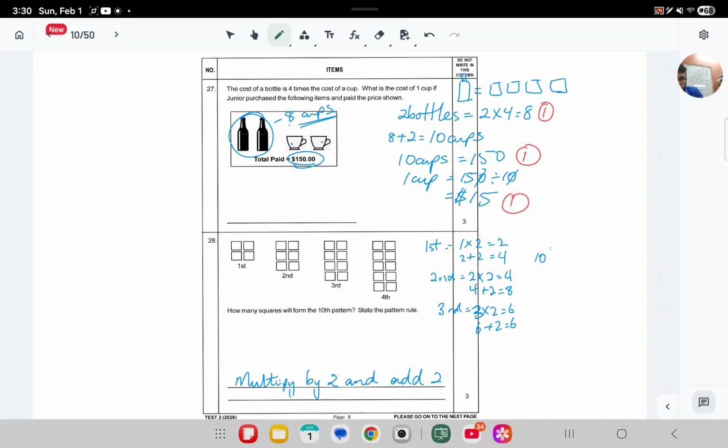So let's check it. So for the 10th, it will be 10 multiplied by 2, which is equal to 20. 20 add 2 will give us 22. So the 10th pattern is equal to 22 squares.